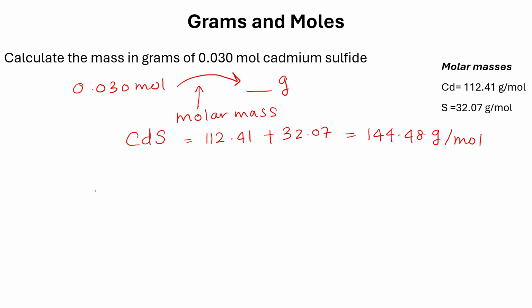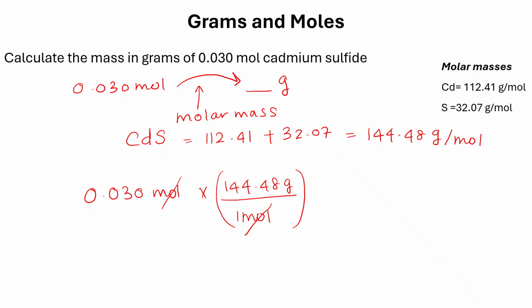Now you have 0.030 moles of cadmium sulfide, and I will use my conversion factor here. 1 mole of cadmium sulfide is 144.48 grams.